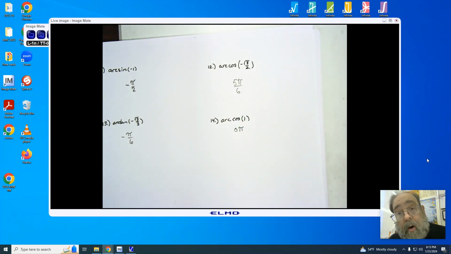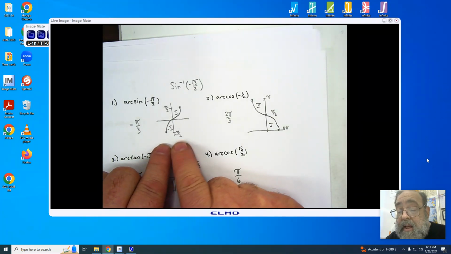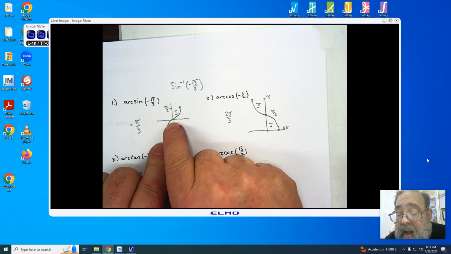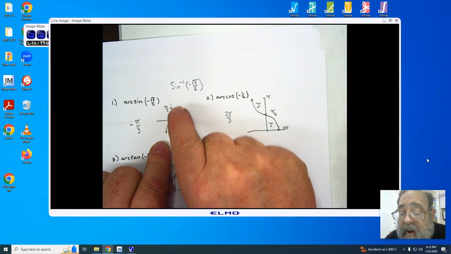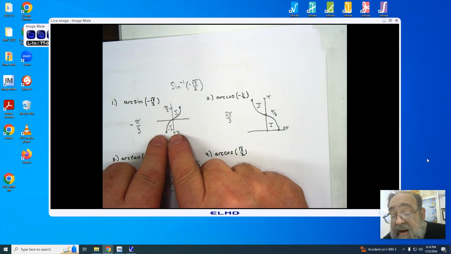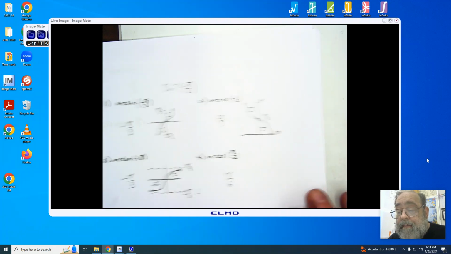This is how we work with our arcs. We have to remember, what is our implied domain? The implied domain for an arc sine is either between negative pi over 2 and 0 pi, or between 0 pi and pi over 2. When we see a negative ratio, we're negative. When we see a positive ratio, we're in quadrant 1.